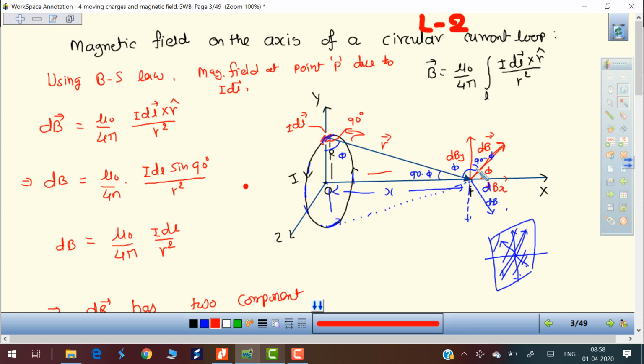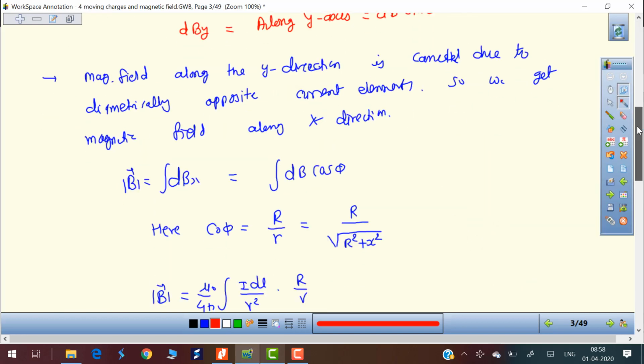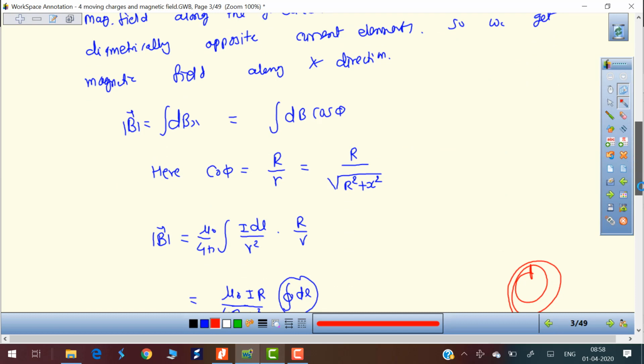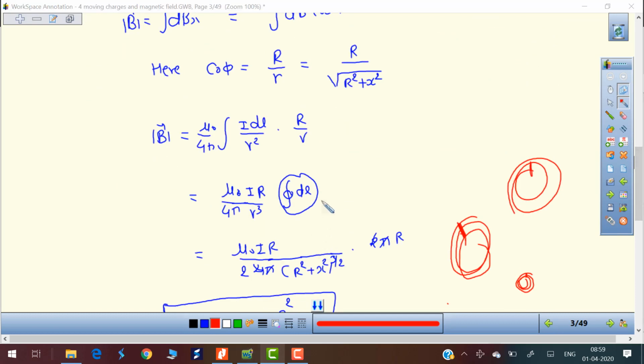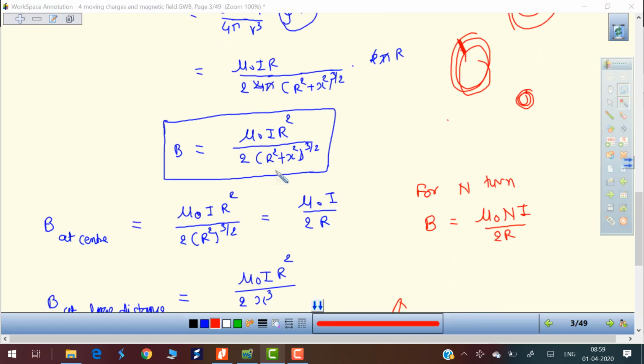Then, using the geometry, we calculated the magnetic field on the axis, given by mu 0 I r square upon 2 times r square plus x square raised to 3 by 2. If you take the center, then x equal to 0. For infinite, r is negligible. For n turns and thickness is small. So you have a total of 6 formulas that we have discussed yesterday.